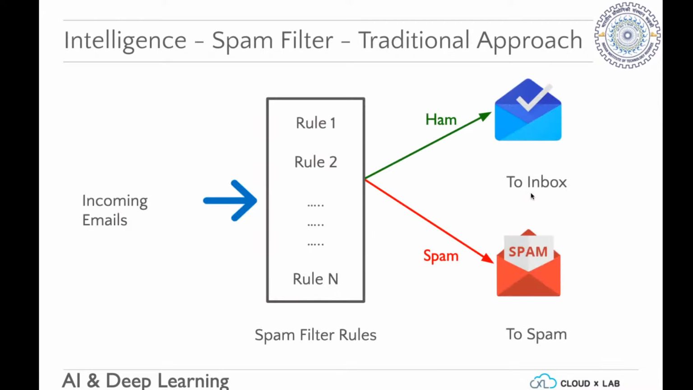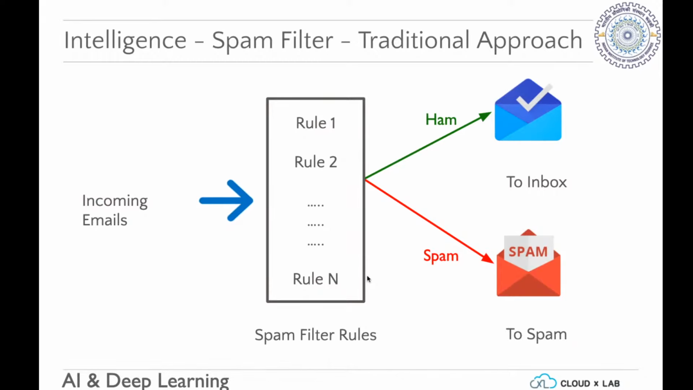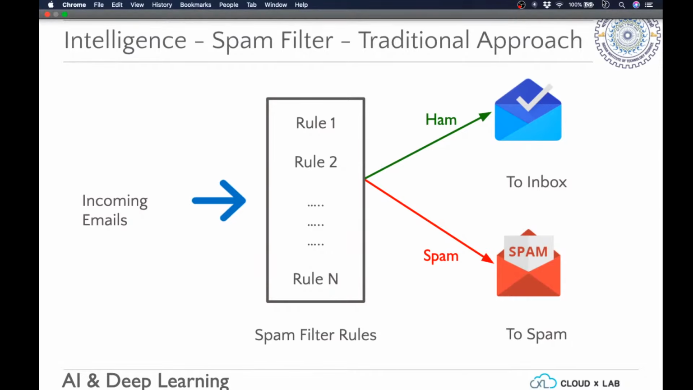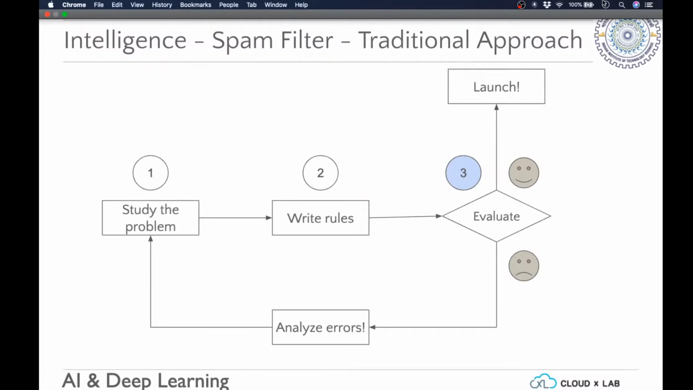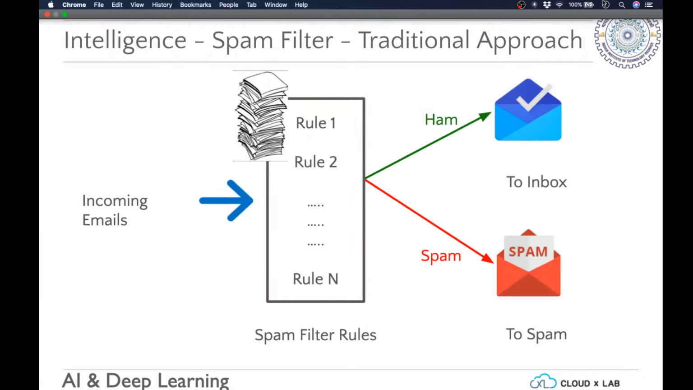You have incoming emails which are subject to multiple rules, and these are what you could call spam filter rules. If you've worked with Google Gmail, you can write some simple rules by yourself. Anytime an email breaks a rule, it throws the email to spam. If it's not spam, then it's ham, and it goes to your inbox, safe stuff which you can read. And then there's an evaluation approach. Now, what are the problems with the traditional approach?